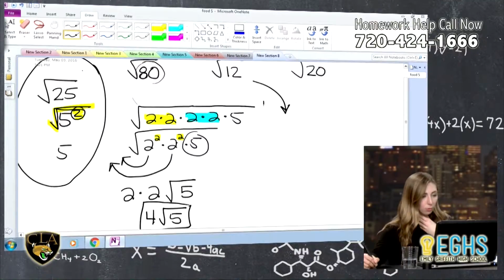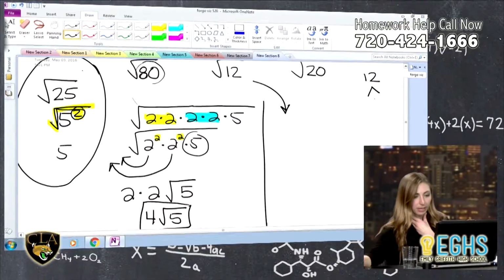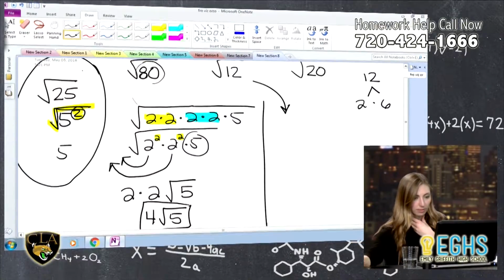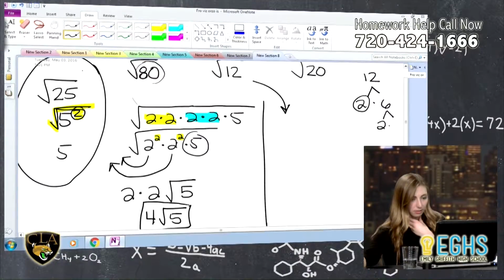Gotcha. So we'll do 12 real quick, because 12 is a small number. Let's see, how could we break down 12? The next one would be 2 and 6. So 2 times 6, 2 is prime, so we go with the 6. And 2 and 3. 2 and 3.